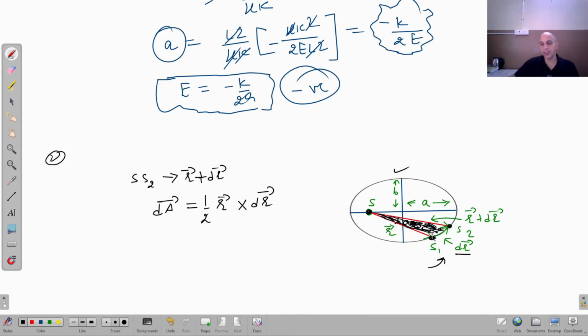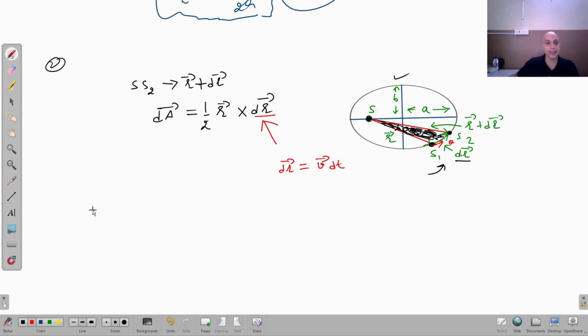Now dr is the displacement from this point to this point, and suppose v is the velocity of the planet at this point, right? Then obviously this distance dr will be equal to velocity multiplied by time, v dt, right? So I am replacing dr by v dt. So what I will get? I will get dA is equal to 1 by 2 into r cross dr, meaning v dt.